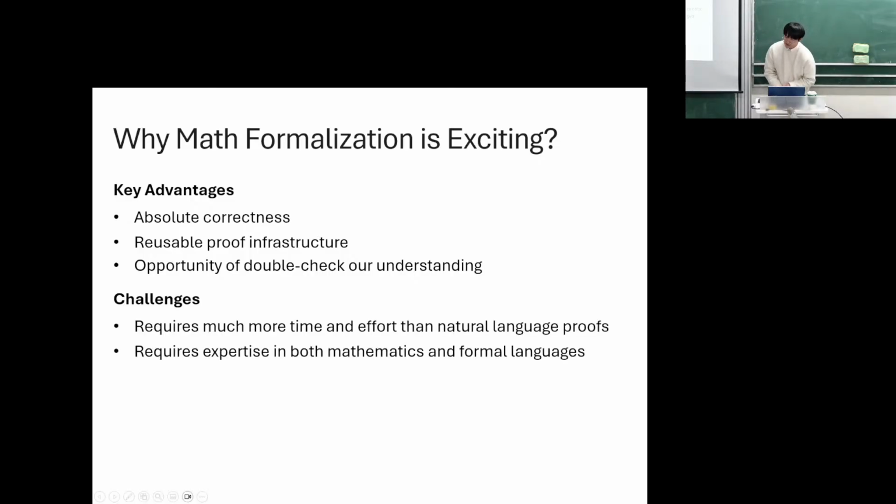Of course, these benefits come with challenges. First, writing a formal proof requires much more time and effort than a natural language proof. Second, it requires expertise in both mathematics and formal languages. One needs to understand the mathematics very well and also know how to work with the theorem prover.